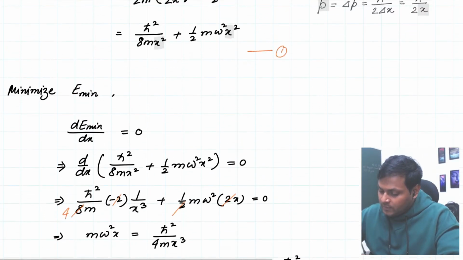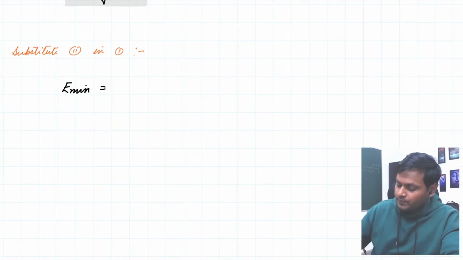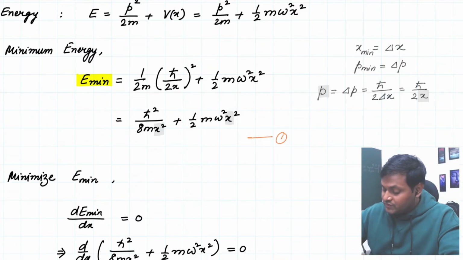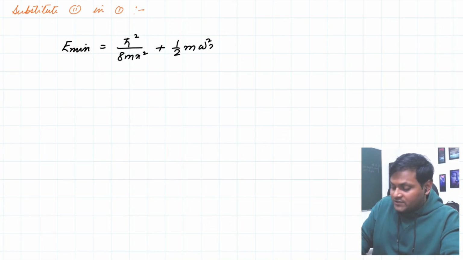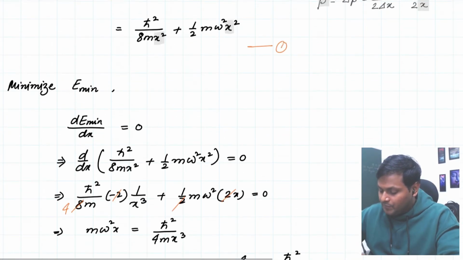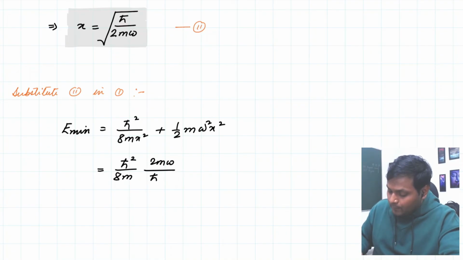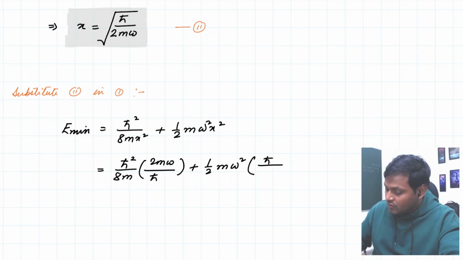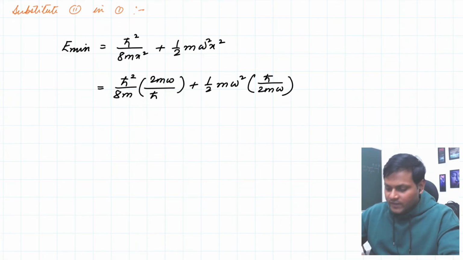इनको सब्स्टिट्यूट करने के बाद हमें क्या मिलेगा? सो E minimum इज इक्वल टू, सो यहां पे क्या है, h cross square upon 8m x square plus half m omega square x square, यही है ना? So let's substitute point number 2 here. So if I do that, h cross square upon 8m x square should give us h cross upon 2m omega plus half m omega square x square should give us h cross upon 2m omega. So let us simplify this expression and see what we get. We'll get a very interesting result.